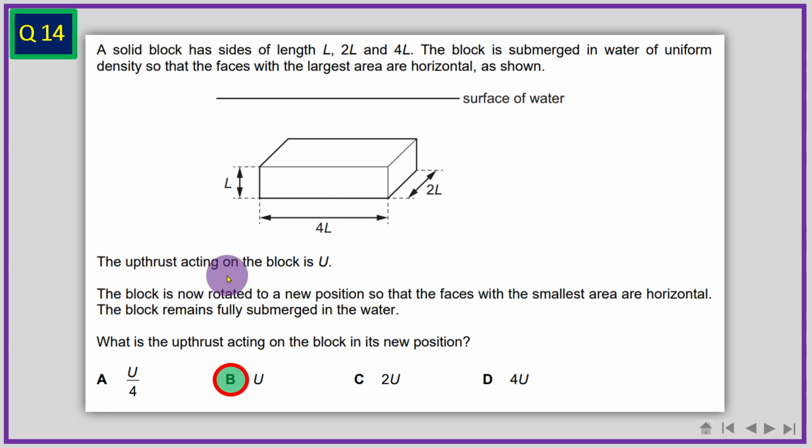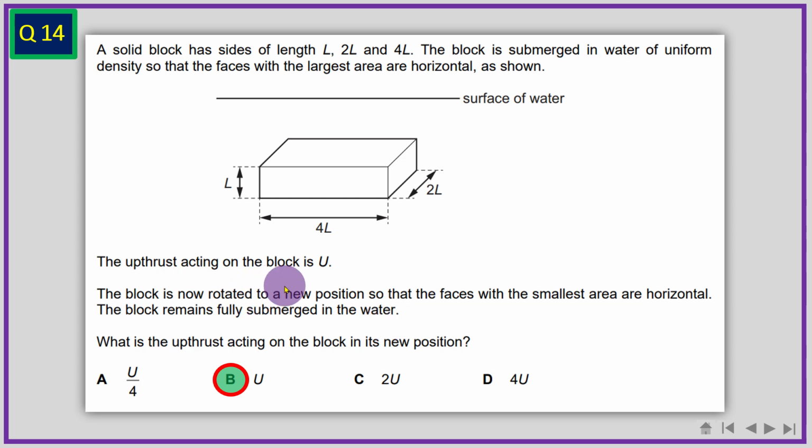The upthrust acting on the block is U. The block is now rotated to a new position so that the face with the smallest area is horizontal. The face with the smallest area is this one, L times 2L, or this one, L times 2L. That is the face which is going to be horizontal. The block remains fully submerged in the water.